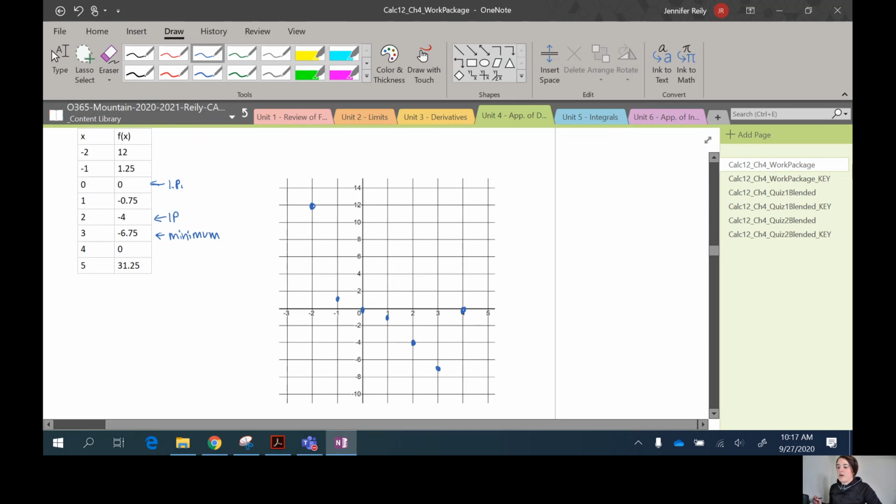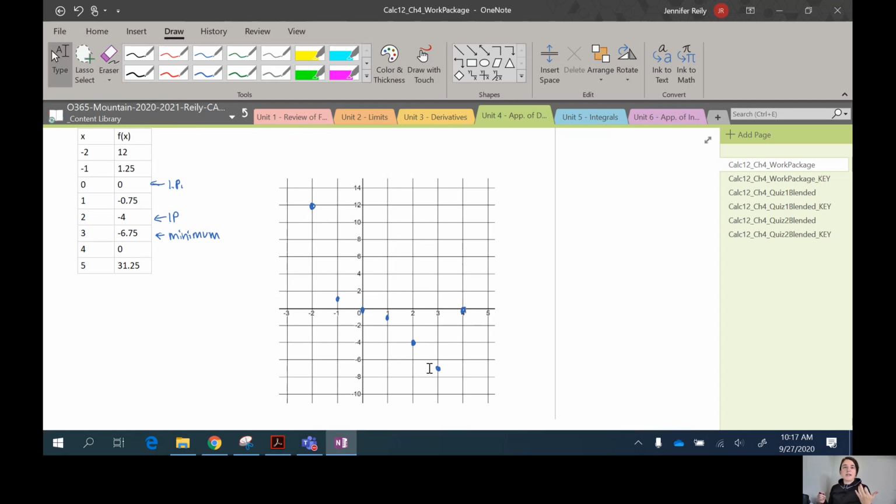Okay, so before you did calculus, you have these points, but then you don't really know the shape to connect them with, right? So that's what the concavity is going to help us with. It's going to tell us where we make a U shape and where we need to make sort of an M shape. Happy face versus sad face, right?